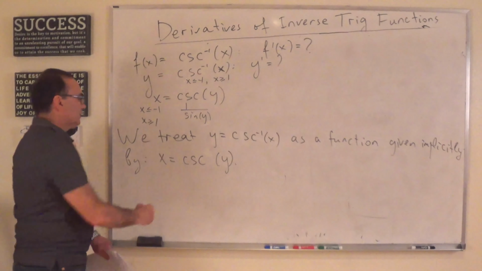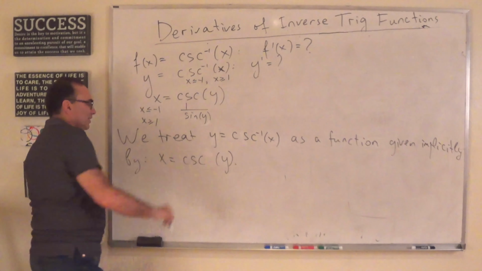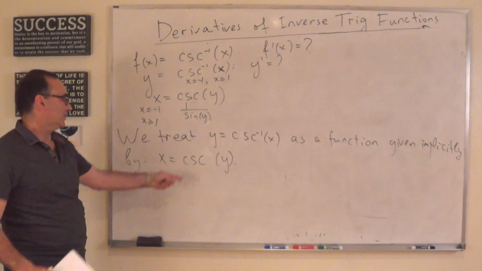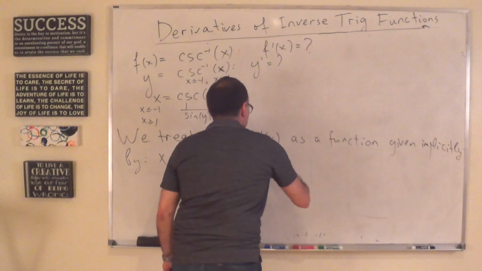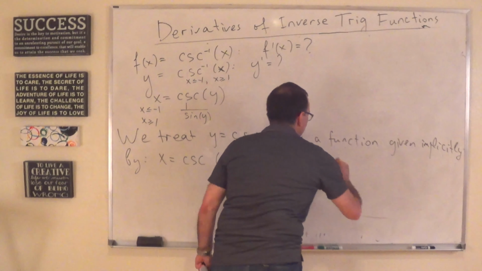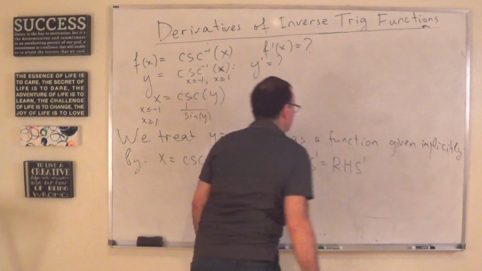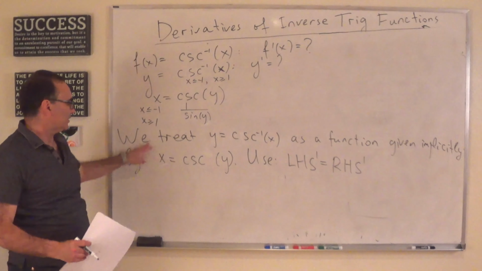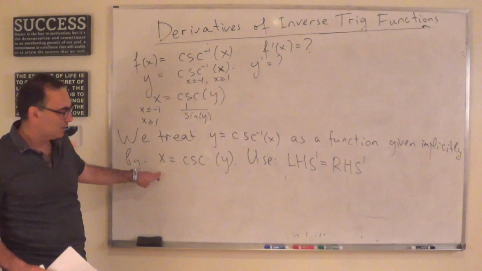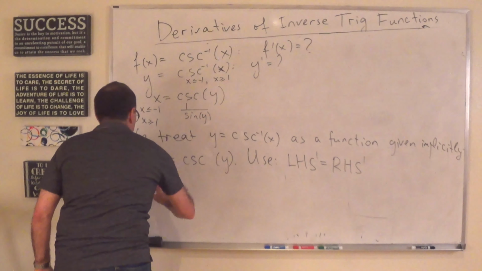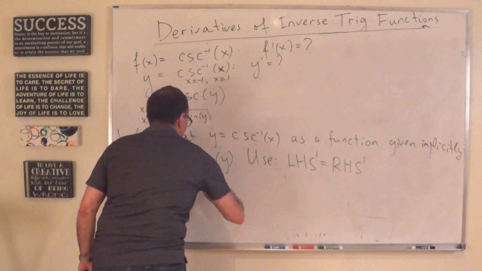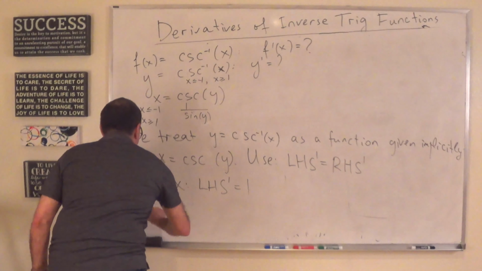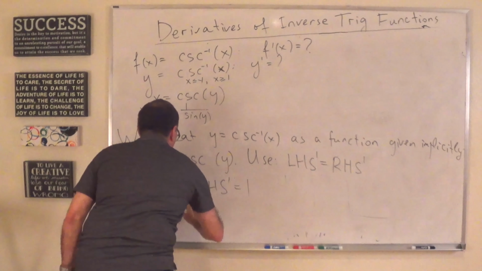And now to find the derivative of the function y, we will use the regular method typically used for implicitly given functions. And this method is left-hand side derivative equals right-hand side derivative. Applied to this equation. Now, for this equation, the left-hand side of the equation is just x. So the derivative of x is 1. So the derivative of the left-hand side is just 1. Right-hand side is cosecant of y.